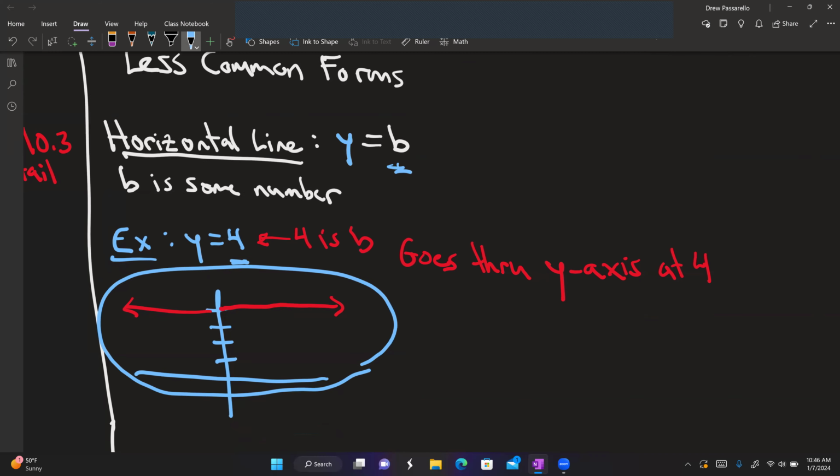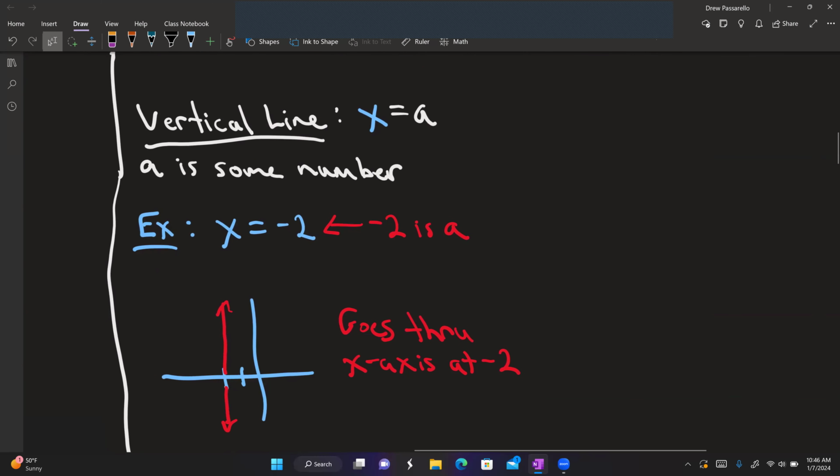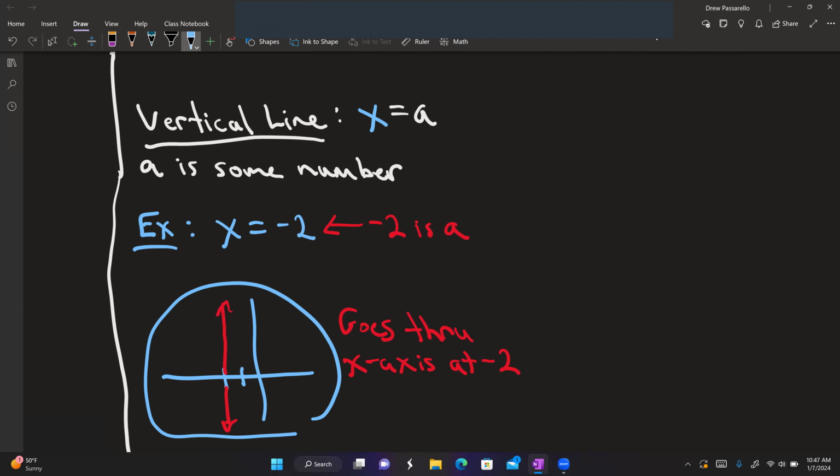Another less common form is a vertical line, and it's x equals a, and a represents some number. And I drew a picture of an example, x equals -2. So in this case, -2 is what a is. And from the picture, it's a vertical line that crosses the x-axis at -2.